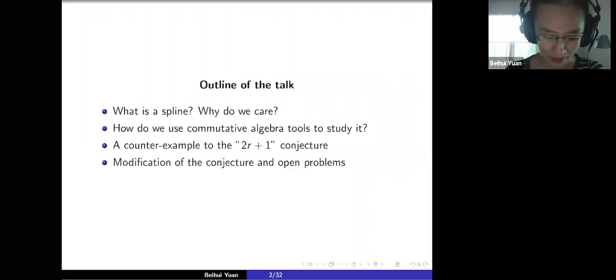So I am going to talk about what a spline is and why we care. Also, I'm going to talk about how we use commutative algebra tools to study it. And I will present our counterexample to this 2r+1 conjecture. And of course, I will talk about what the conjecture is. And then we will also talk about the future of this topic, a modification of this conjecture and some open problems. And if you have questions, feel free to interrupt me in the talk because we have plenty of time today, okay?